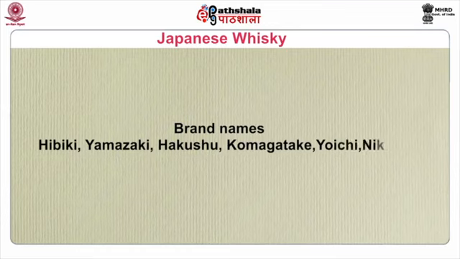The Japanese whiskey is made from millet, corn and rice. Both pot still and continuous still methods of distillation are used. Sometimes genuine Scotch whiskey is added while blending. The peat is imported from Scotland to give the distinguished flavor. The important brand names are Hibiki, Yamazaki, Hakushu, Komagatake, Yoichi, Nikka.